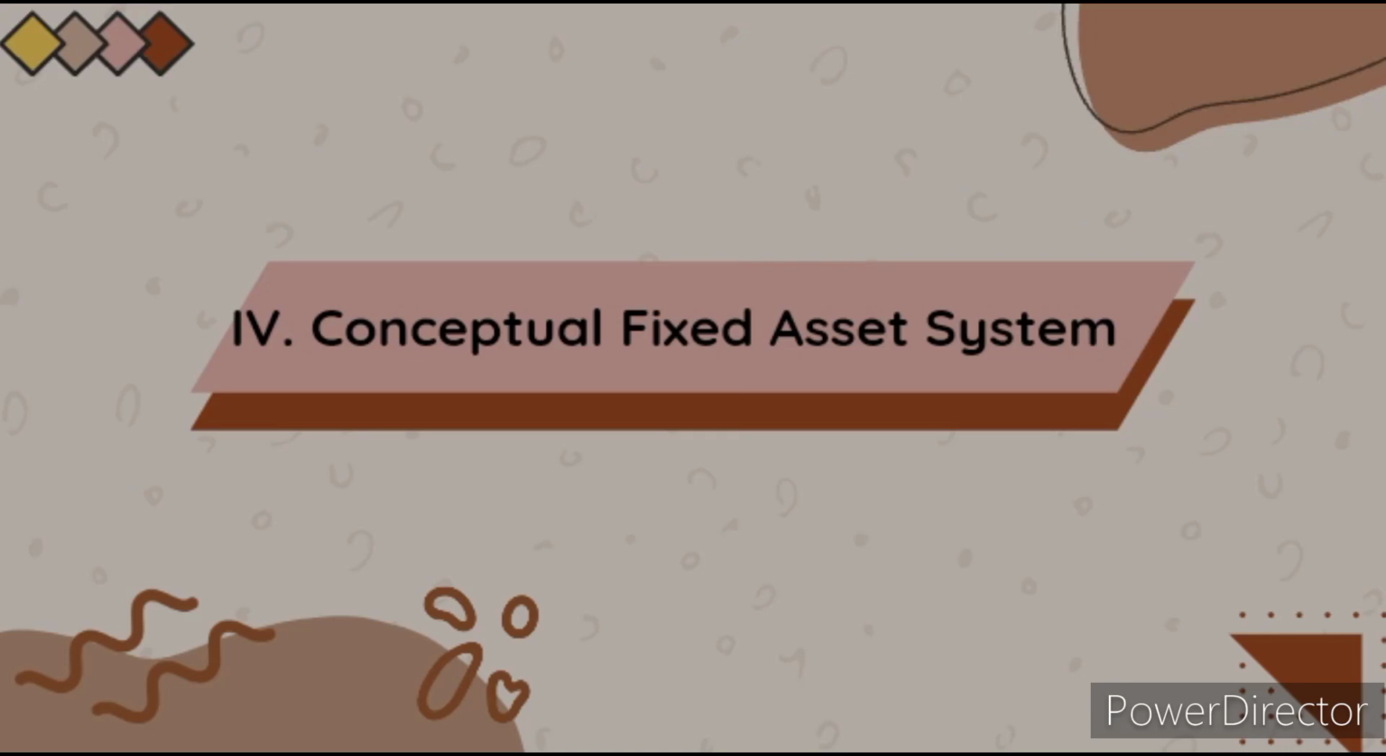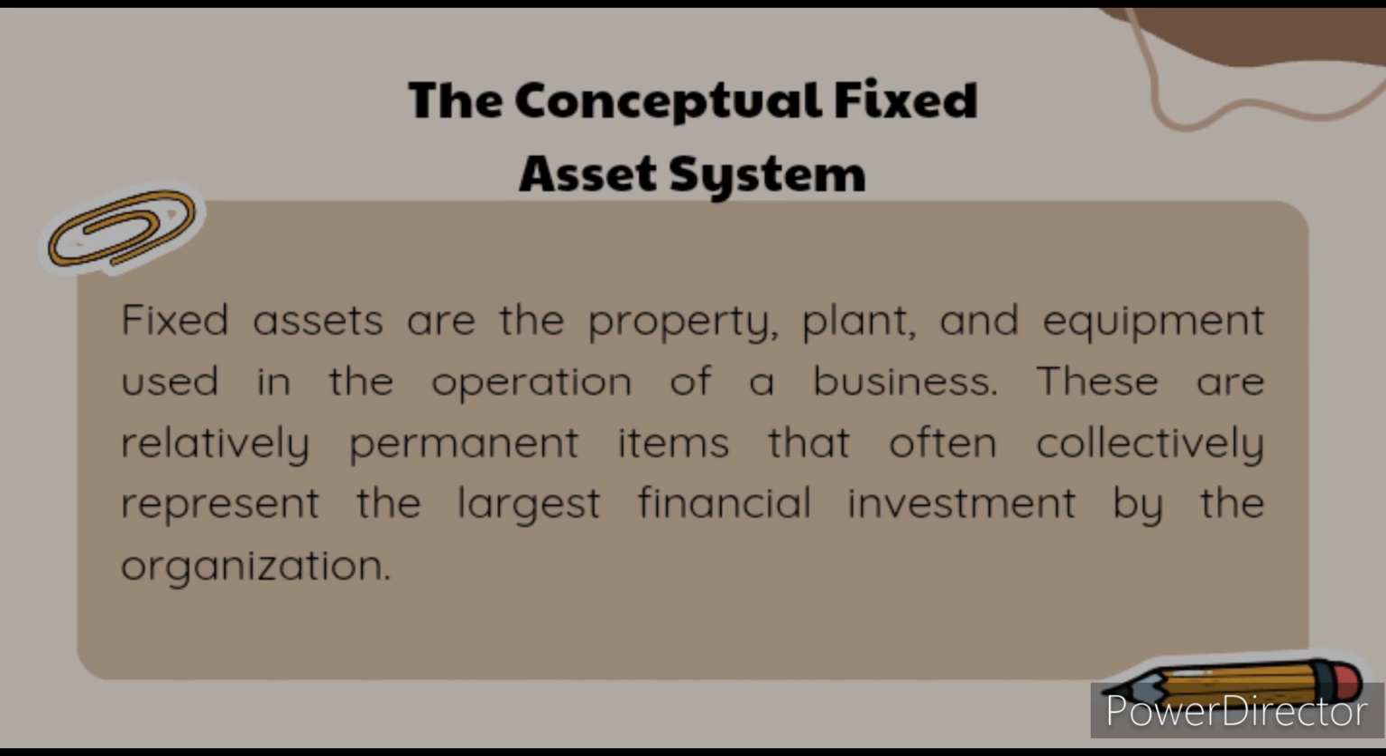To the fourth part of this chapter, the conceptual fixed asset system. Fixed assets are the property, plant, and equipment used in the operation of a business. These are relatively permanent items that often collectively represent the largest financial investment by the organization. Examples are land, buildings, furniture, machinery, and motor vehicles. A firm's fixed asset system processes transactions pertaining to the acquisition, maintenance, and disposal of its fixed assets.